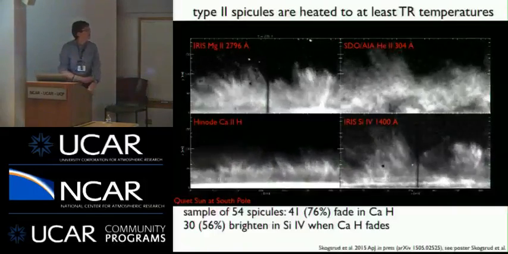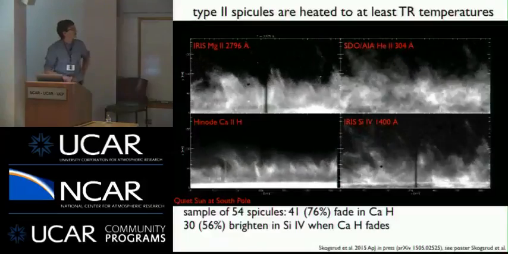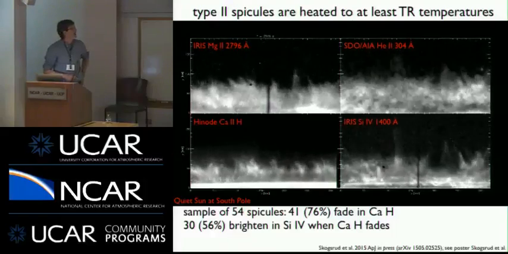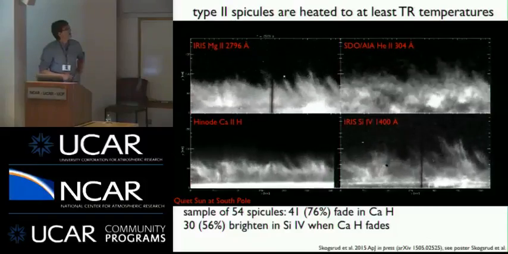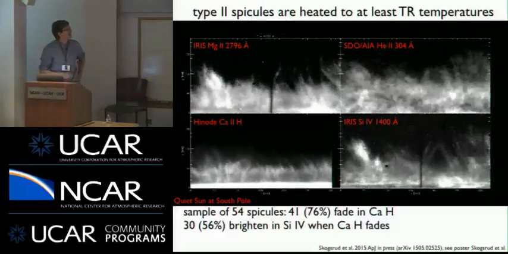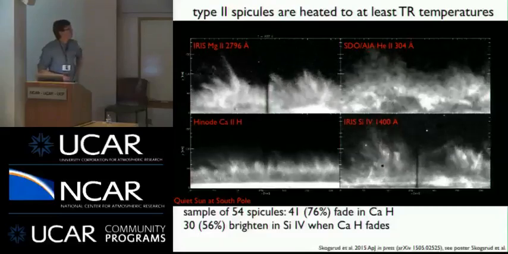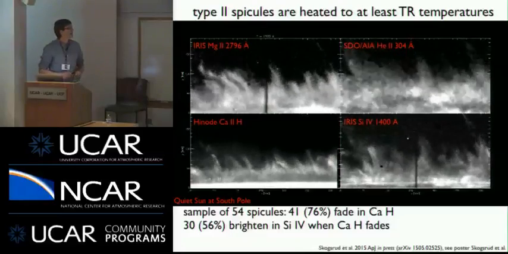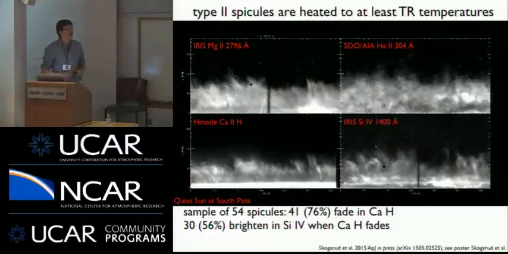Now we have looked in more detail at the number of spicules that we have traced one by one, or that we could follow in time. And we do this from a combined observation with the calcium 8, IRIS and ANA. We see the spicules in all the channels, and of the 54 spicules that we could trace throughout the lifetime, we see that more than three-quarters of them fade in calcium 8.